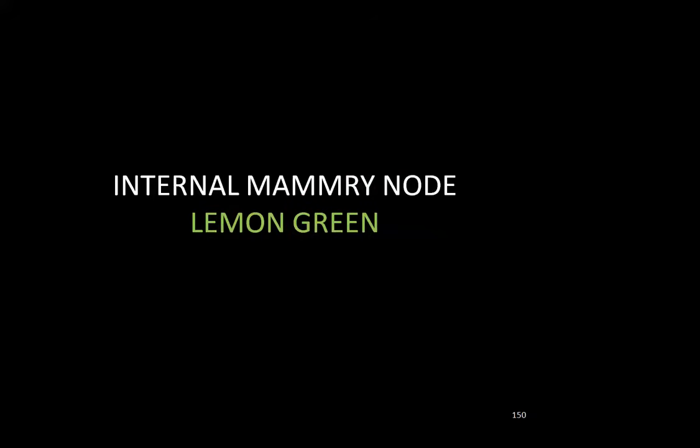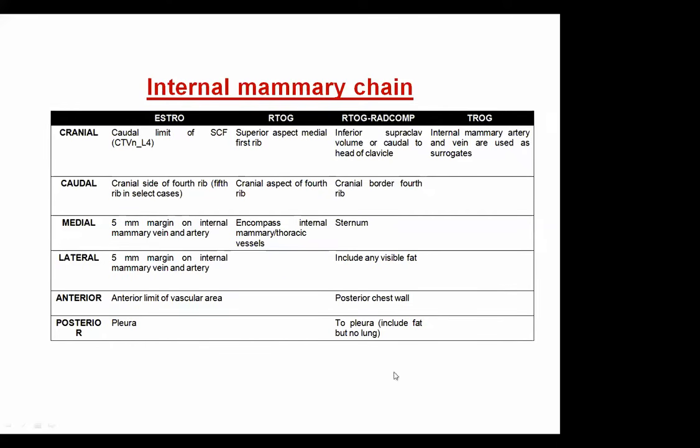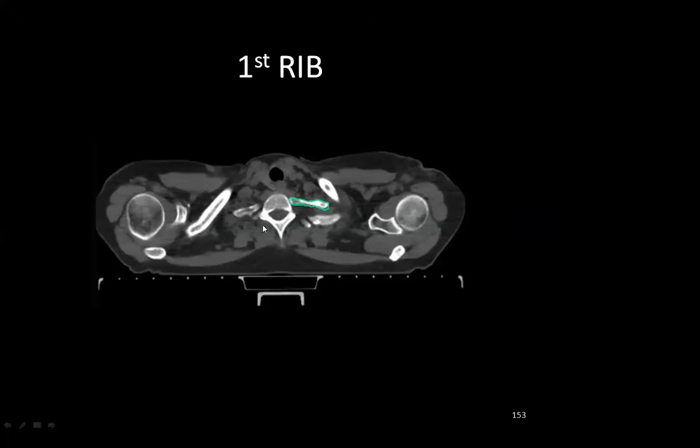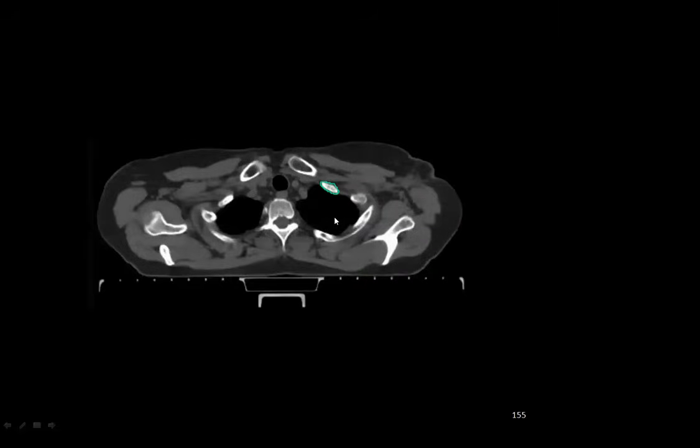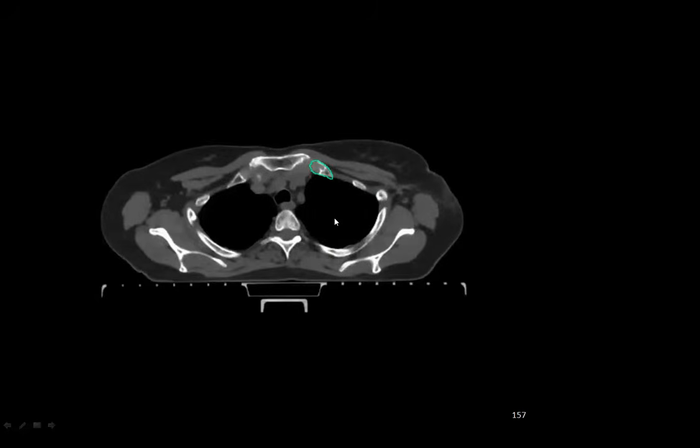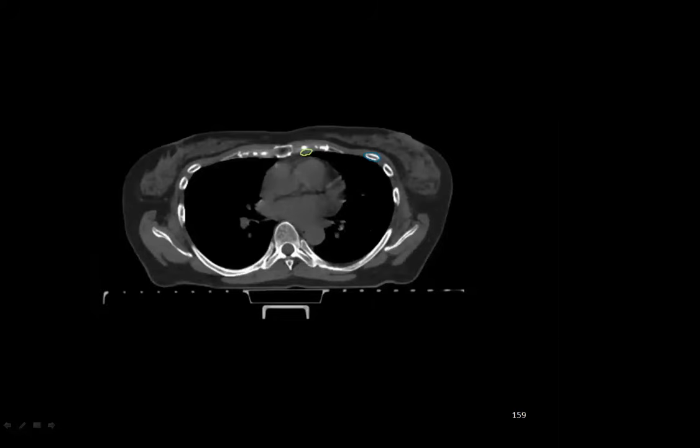Then the internal mammary group of lymph nodes. If you contour the internal mammary group of nodes, you have to contour the internal mammary vessels, including the artery and vein. So again, you can follow this table. You can contour this first rib, and then the lower border of the first rib. This is the lemon green area.